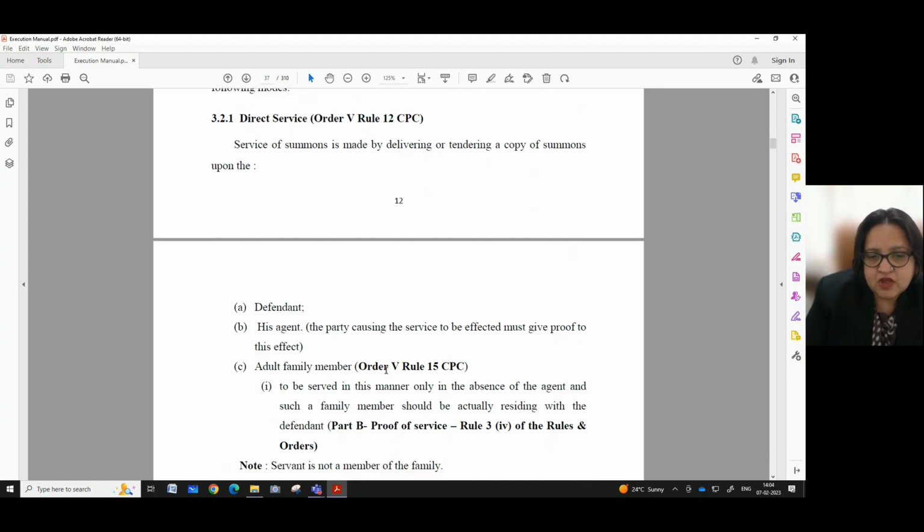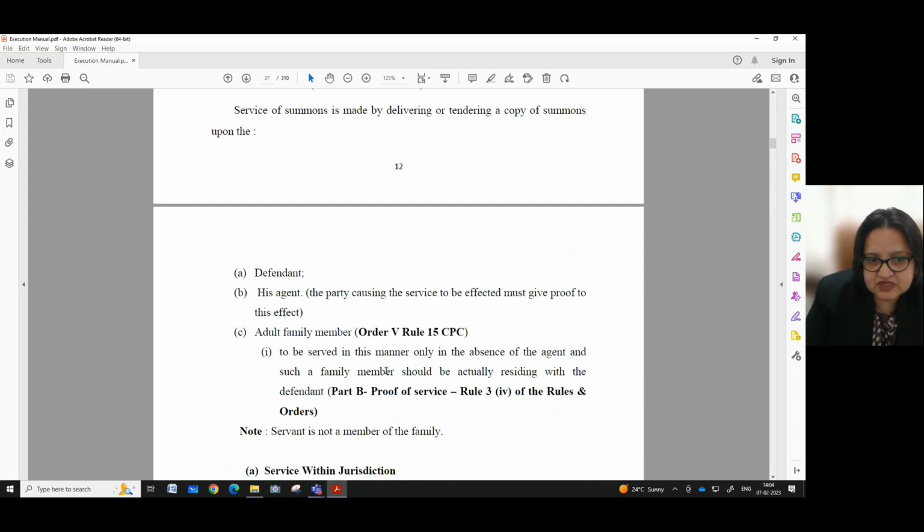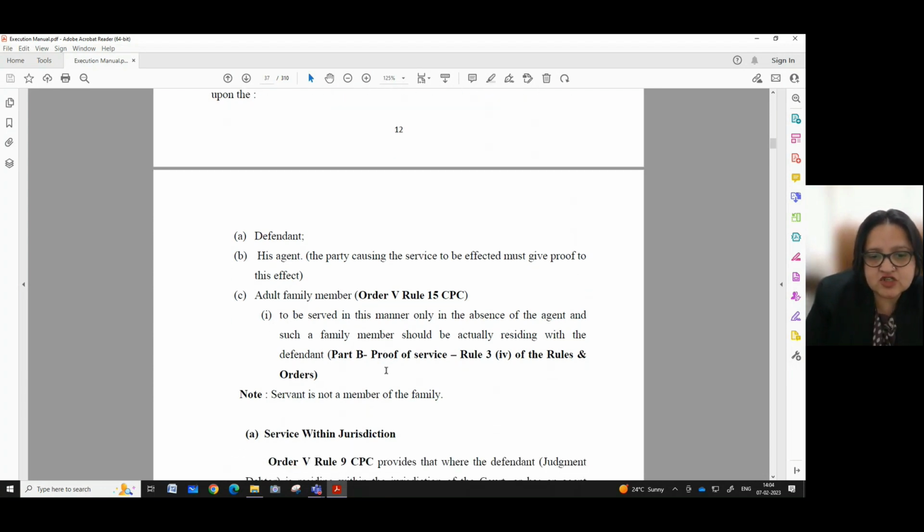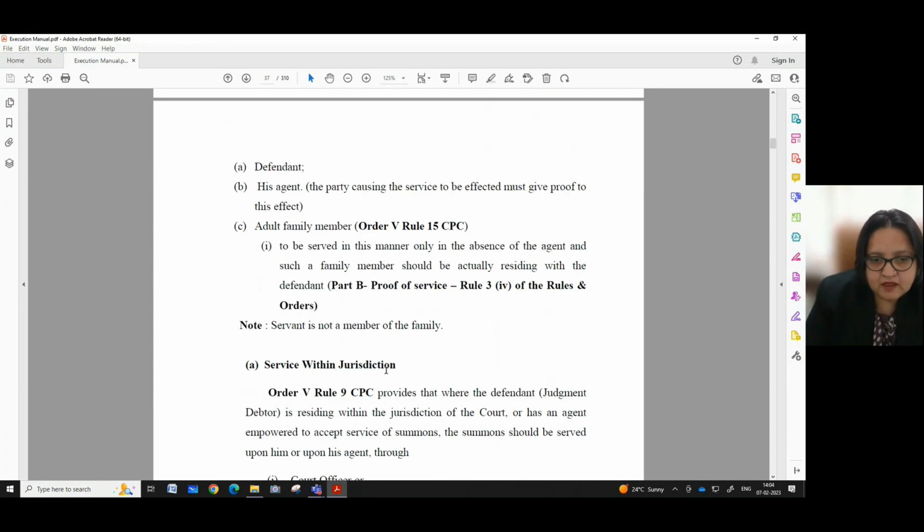Adult family member, Order 5, Rule 15 CPC, to be served in this manner only in the absence of the agent, and such a family member should be actually residing with the defendant. Part B, Proof of Service, Rule 3, Sub-Rule 4 of the Rules and Orders. Note: a servant is not a member of the family.